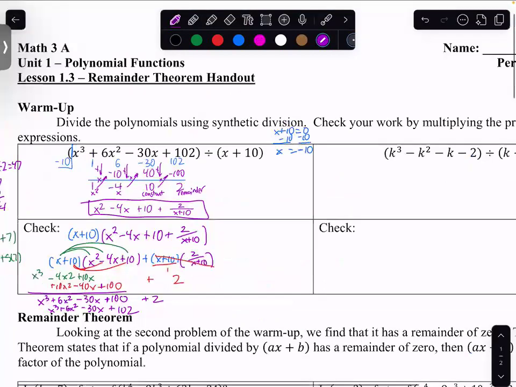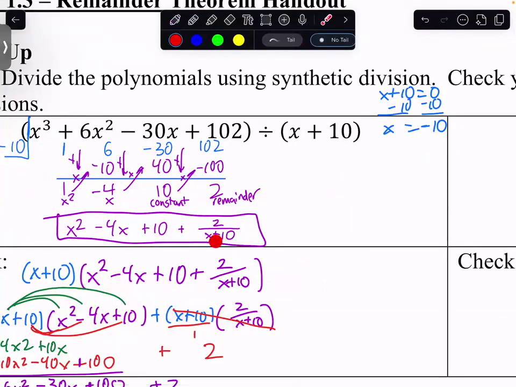How would you simplify it? What could you do with this? Yeah, there's nothing to combine. None of these are like terms. So yeah, this is already fully simplified.